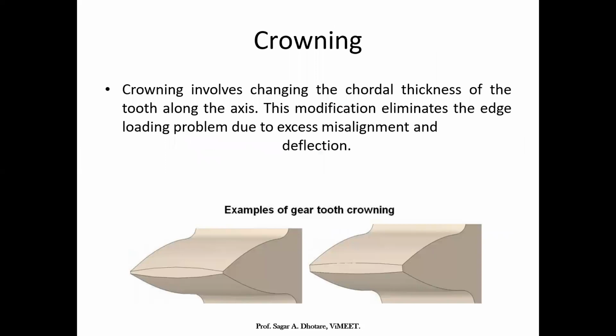Then the failure modes. It is because of crowning. You can see crowning involves the change in the caudal thickness of the tooth along the axis. This modification eliminates the edge loading problem due to excess misalignment and deflection. Okay, you can look at it in a proper manner. Here it is curved, meaning at the end the thickness is less, in the middle it is more thick, and again at the second end it is less thick. Okay, it's a crowned one, and the traditional one you can see here.